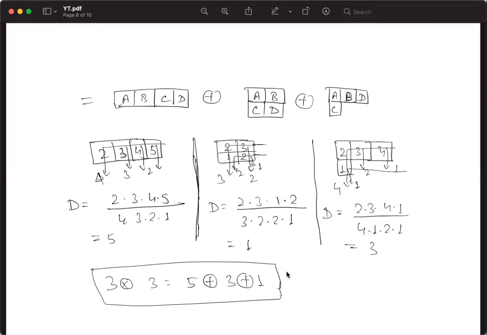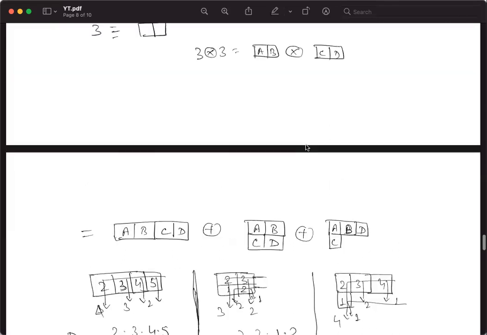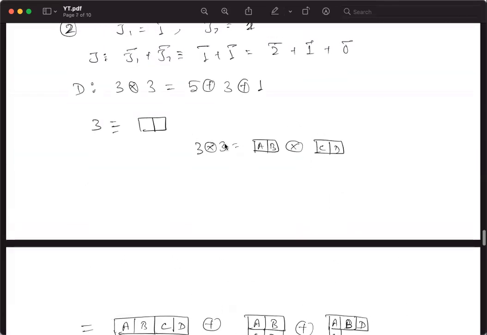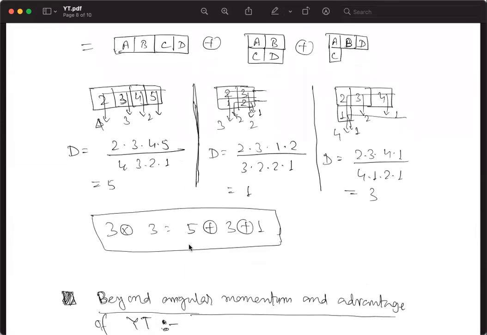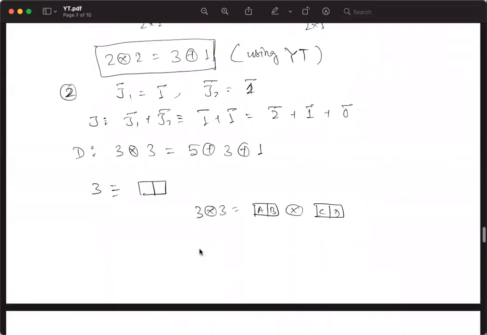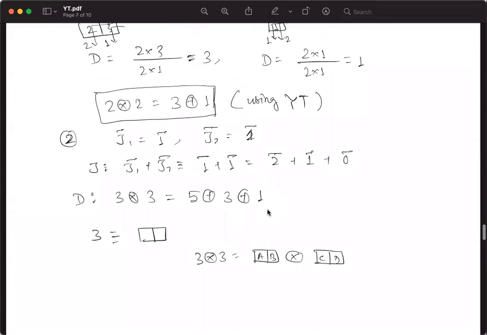Another way of looking at this 3, which again we don't need to calculate, is to think smartly: this is two vertical boxes, so this is a singlet, right? Whether a singlet is attached or not doesn't matter. So you can remove this part virtually, and you are left with these two horizontal boxes. And we know that two horizontal boxes is nothing but the 3. So this is another way of looking at it. This is the way we can compute 3 cross 3, which is 5 plus 3 plus 1, and we have cross-verified it using the Young diagram technique.